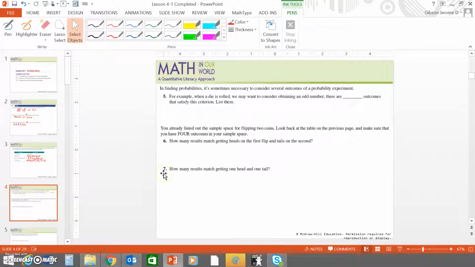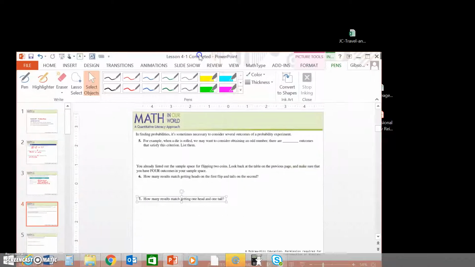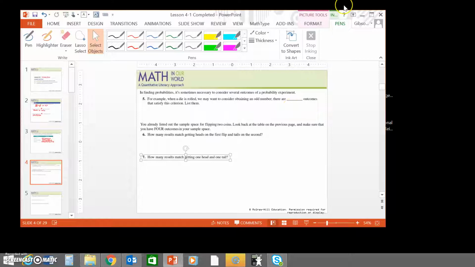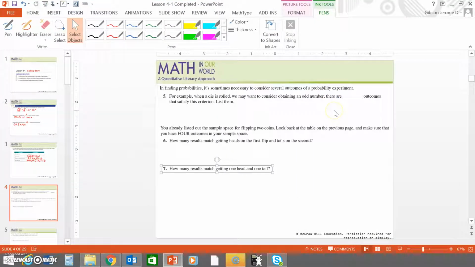Okay, now we move on to problem number 5. It says here, in finding probabilities, it is sometimes necessary to consider several outcomes of a probability experiment. For example, when a die is rolled, we may want to consider obtaining an odd number. There are blank outcomes that satisfy this criterion.